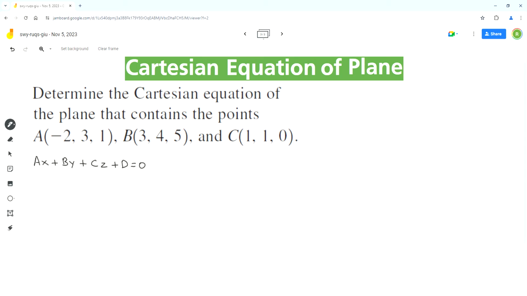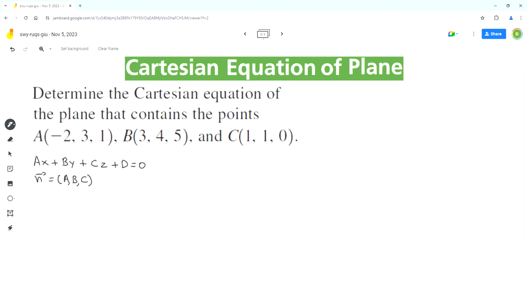In this equation, a, b and c are the coefficients of x, y and z terms. They also represent the components of normal vector for this plane. We are given 3 points A, B and C that lie on the plane. We can use these 3 points to find two non-collinear direction vectors for this plane.